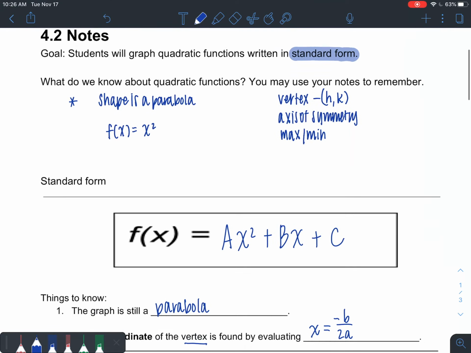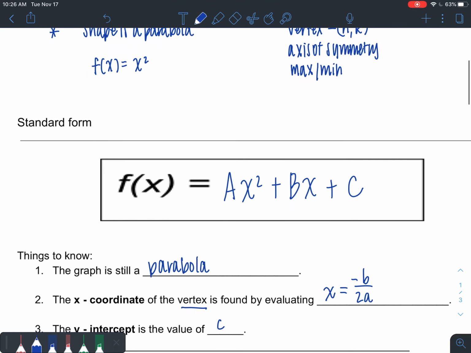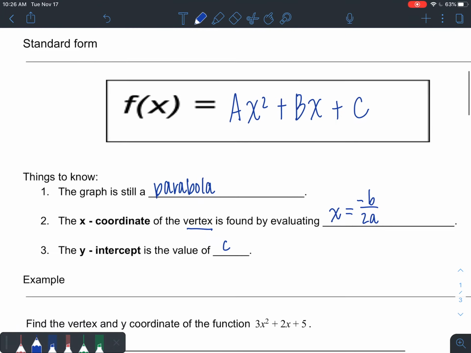So again, we talked about vertex form before, and now I'm introducing standard form. So standard form is ax squared plus bx plus c. Some things you need to know. First of all, the graph is still going to be a parabola. Secondly, the x-coordinate of the vertex is going to be found by evaluating negative b over 2a.